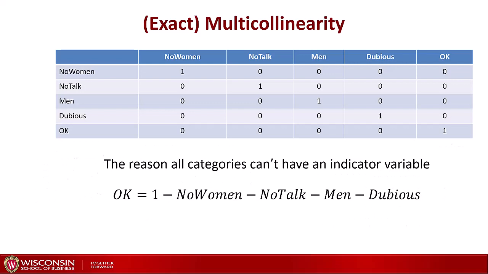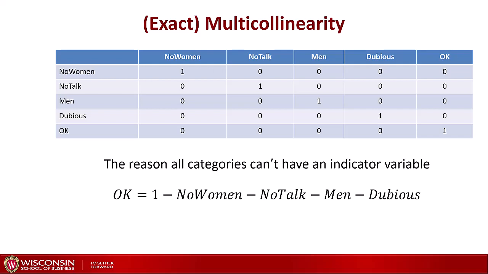Multicollinearity is also the reason why we cannot have indicator variables for each of the categories of a categorical variable. For instance, in one of the datasets, we had a categorical variable which tells us if a movie passes or fails the Bechdel test. And if it fails, there were many subcategories for why it failed. For instance, it could be that there were no women in the movie, that they didn't talk to each other, or that they talked only about men.